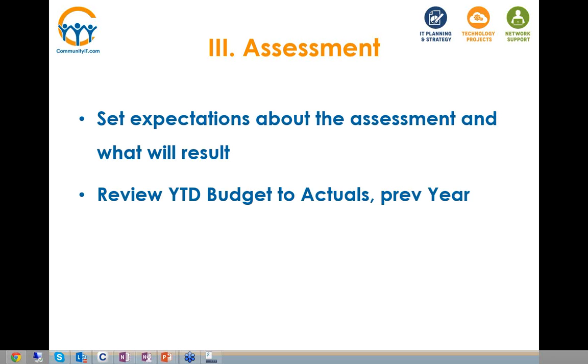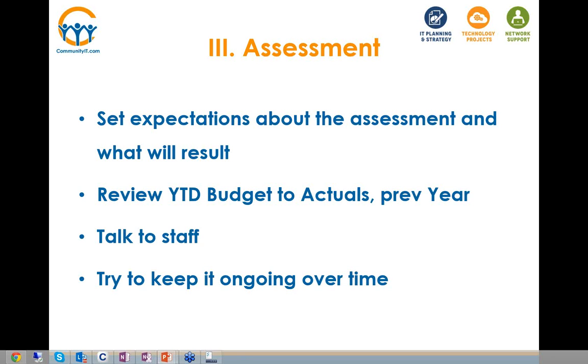As part of the assessment process, it definitely helps to review the budget to actuals from the previous year. So, how much did the organization budget for IT in the previous year? What was the actual spending like? And that can give you a good sense of what your run rate is for technology. And certainly for ongoing services like internet, that number should be pretty easy to get and to calculate.